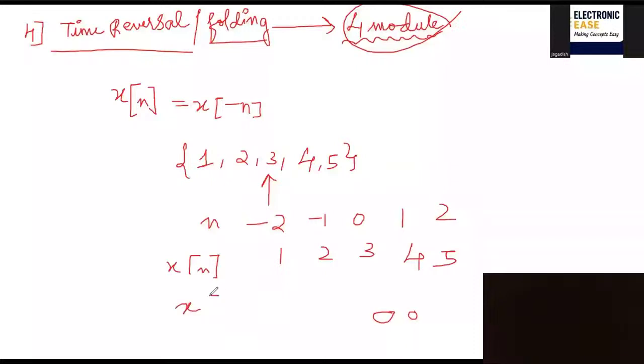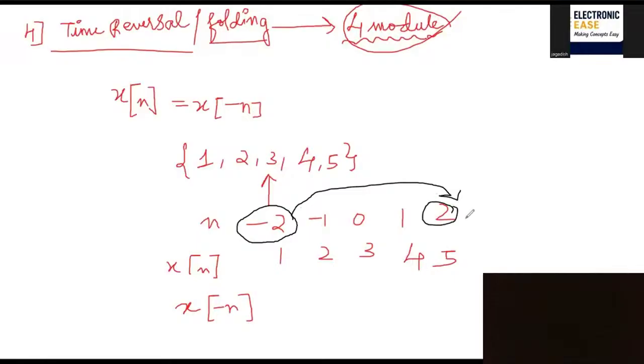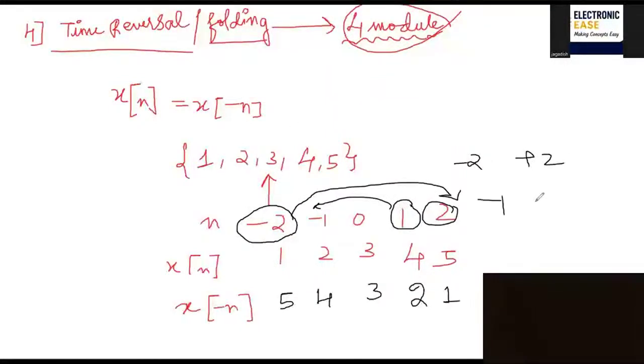In x of minus n, what happens, students? The value at minus 2 will go to the positive axis. Minus 2 will become plus 2, and plus 2 will become minus 2. That is x of minus n. Whatever is at 1 will become minus 1, so you have to write the reverse. This entire signal will be reversed: 5, 4, 3, 2, 1. Negative values of n will become positive values of n. If it is minus 1, it will become plus 1.